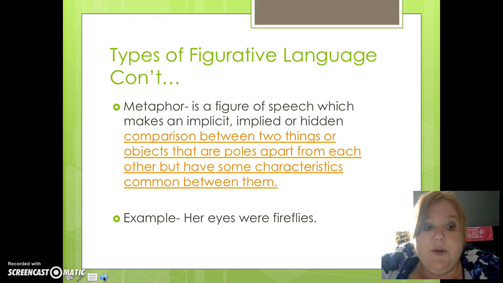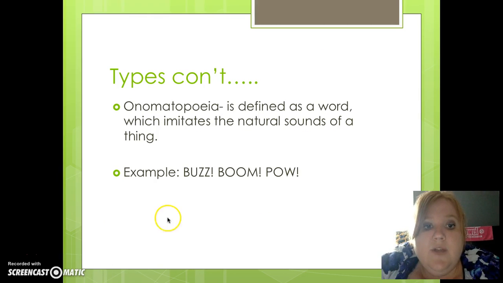Another type that is all too common to most of us is onomatopoeia. Good luck trying to spell that one. And it is defined as a word which imitates the natural sounds of a thing. So buzz, boom, pow. This is really easy to use when you're doing a writing prompt, trying to get somebody's attention. Usually as a hook statement, we can use onomatopoeia.